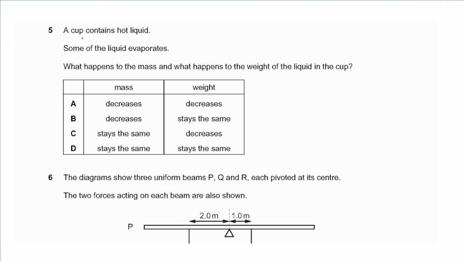Question 5 says a cup contains hot liquid. Some of the liquid evaporates. What happens to the mass and what happens to the weight of the liquid in the cup? So the number of molecules decreases due to the evaporation, so the mass decreases. And the weight is proportional to the mass, so the weight is also decreasing. So we choose here A.